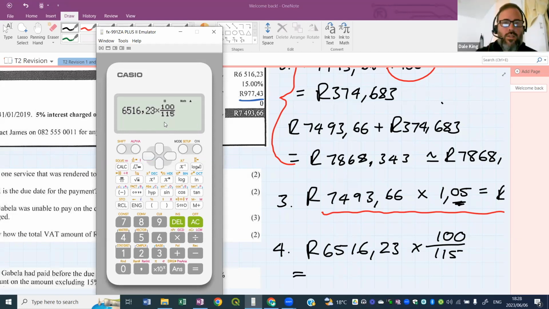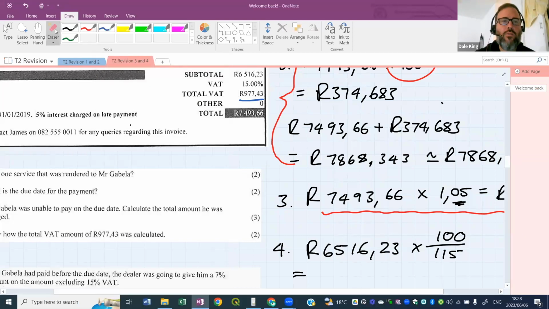Yes, sir. You see, let's swap around. In fact, let's put the 15 on the top and 100 at the bottom. You happy with that? Yes, sir. So that fraction was a little bit different. It's 15 over 100. So that's multiplying by 15%. So it's right. Thanks, Bonang.